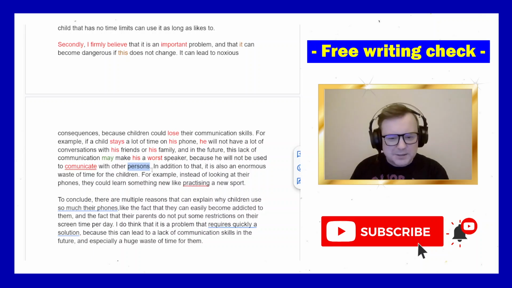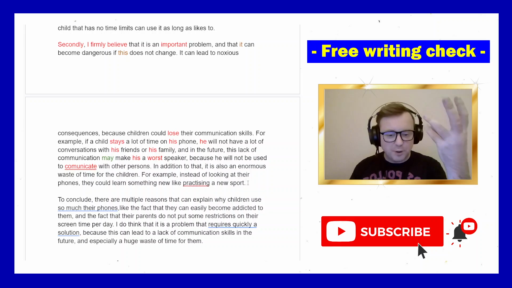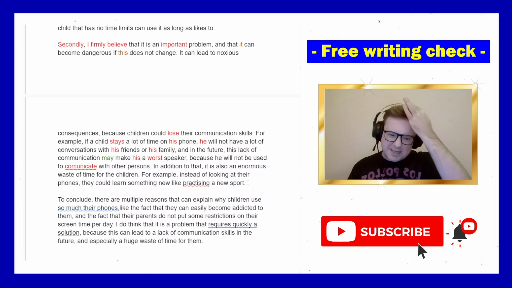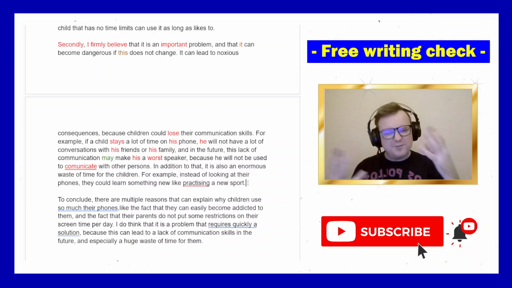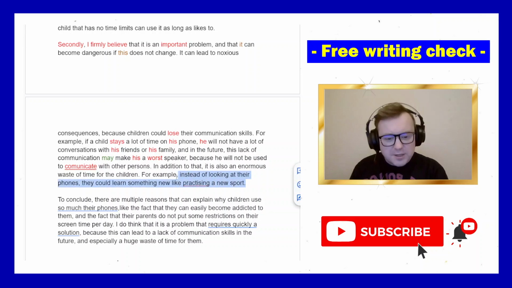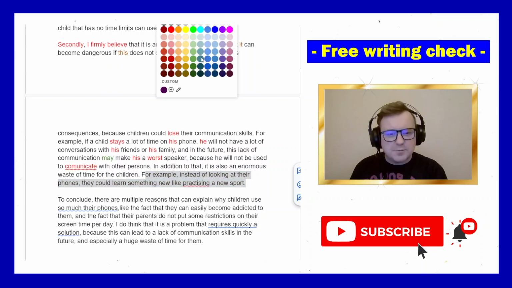I don't like it. "In addition to that, it is also an enormous waste of time for the children. For example, instead of looking at their phones, they could learn something new, like practicing a new sport." Okay, that's a fair point. It's an additional point at the end. It's a clear point. It's not well explained, but if you only have one paragraph to talk about negative consequences, it's okay not to develop that too much. So this one, that's fair. I think that's reasonably well explained and fair.